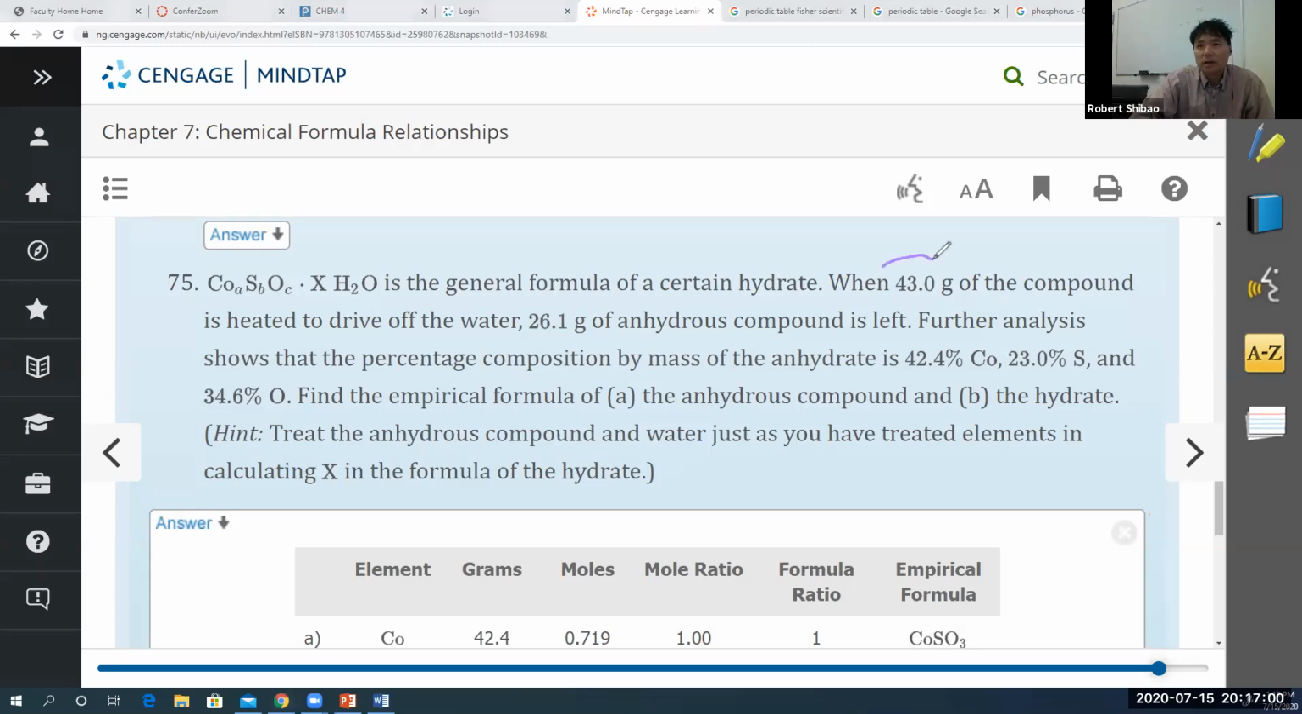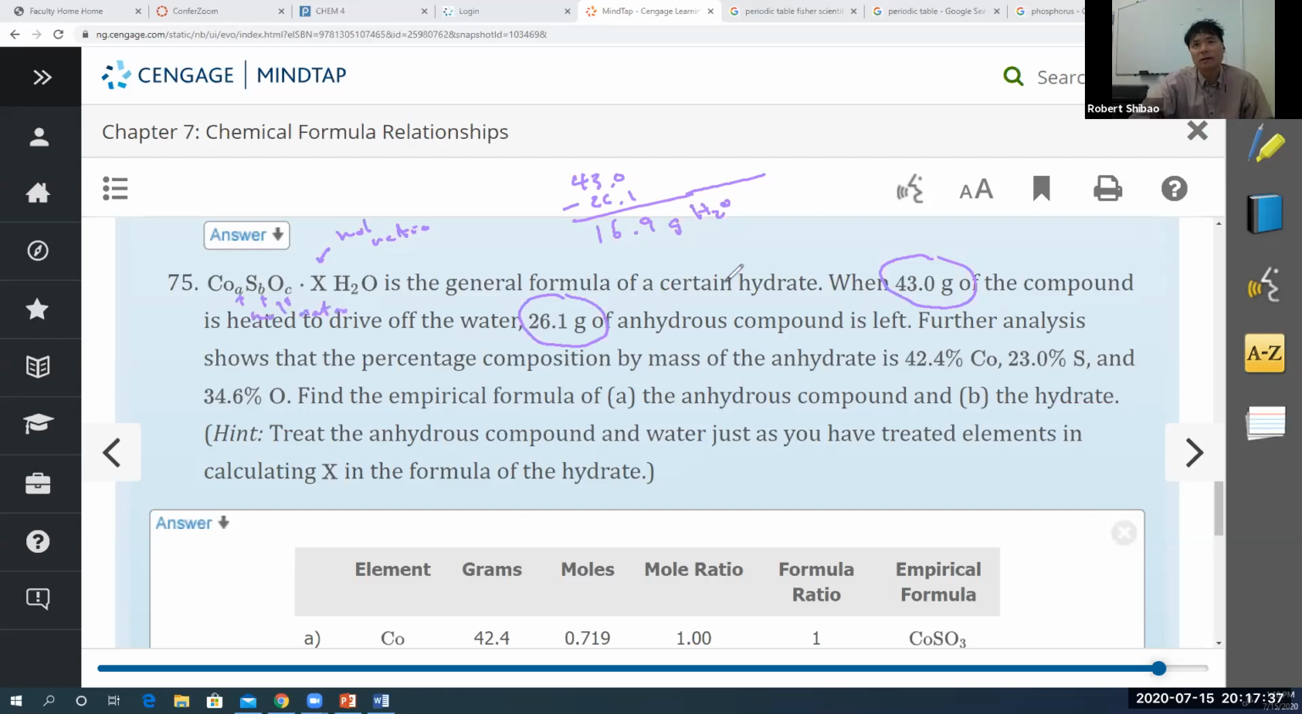The hydrated compound weighs 43 grams and the anhydrous weighs 26.1 grams. So the difference here, 43.0 minus 26.1 grams, gives 16.9 grams of water driven off. Well, these are mole ratios.